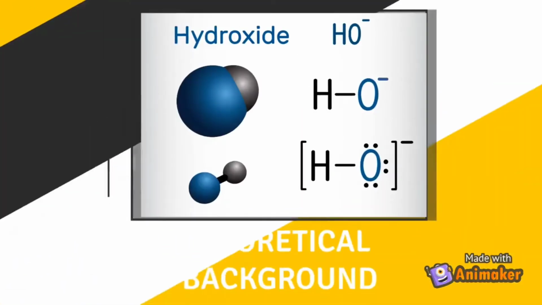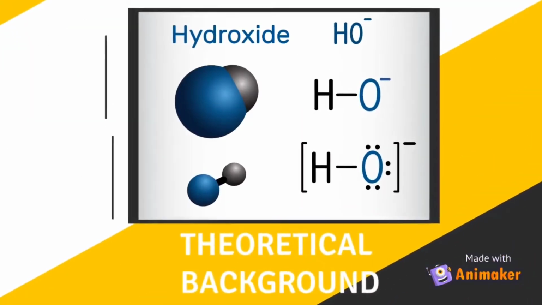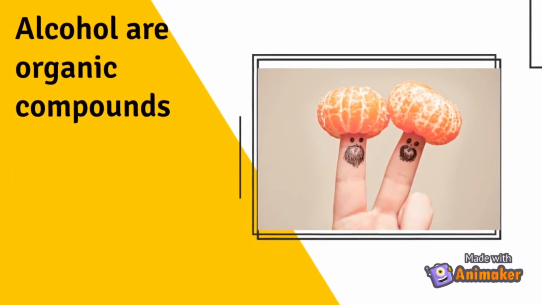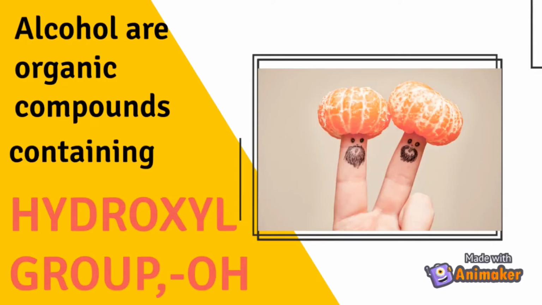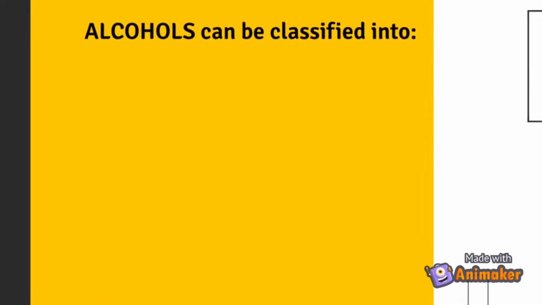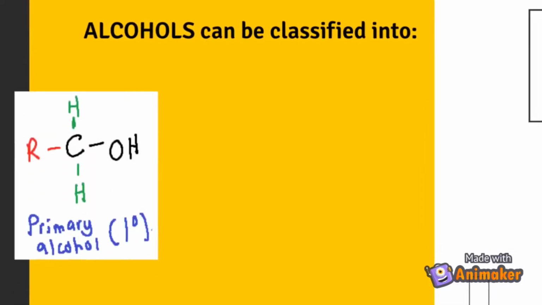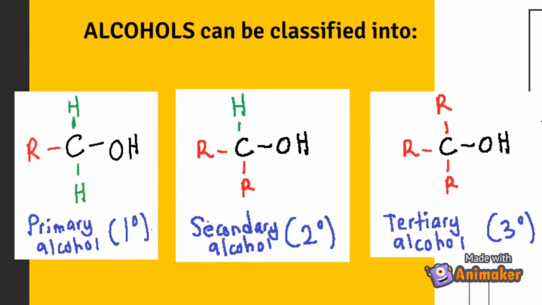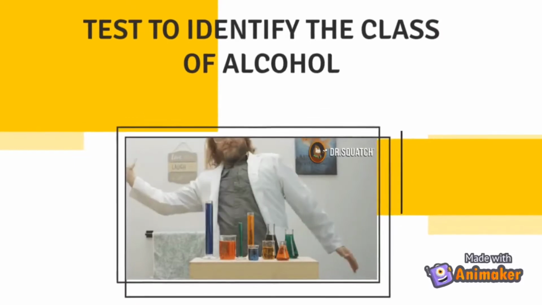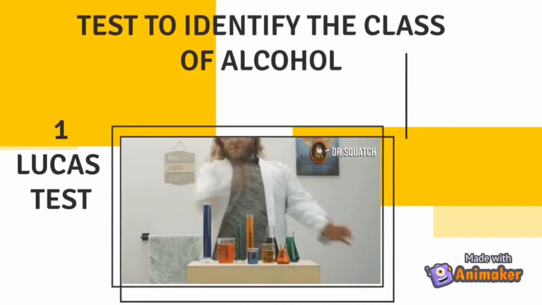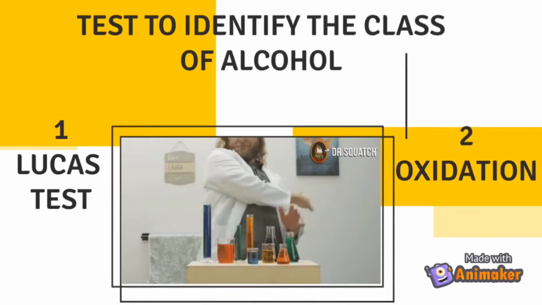Let's continue to the theoretical background of this experiment. First of all, alcohols are organic compounds containing hydroxyl group as the functional group. Alcohols can be classified into primary alcohol, secondary alcohol, and tertiary alcohol. There are two tests that can be used to identify the class of alcohols. First is Lucas test. Second is oxidation.